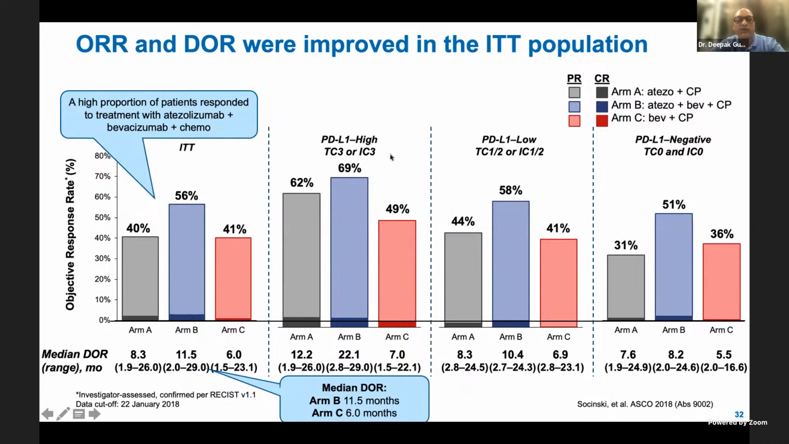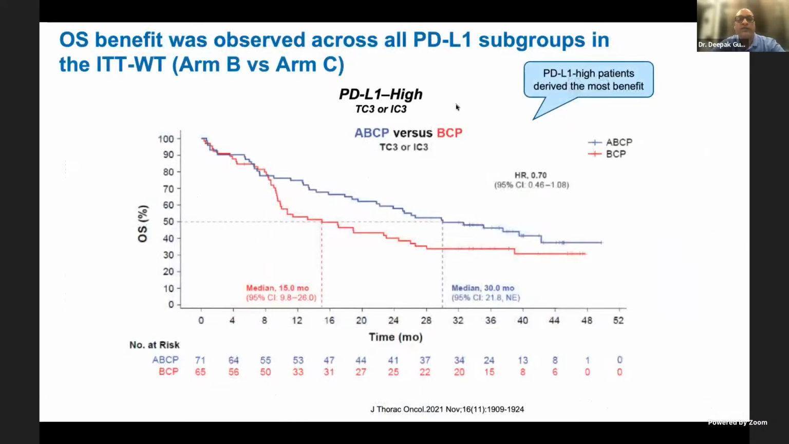When we look at PD-L1 high, that is the TC3 category, arm B, which is ABCP, had the highest response rates of 69% as compared to 62% with chemotherapy. And with PD-L1 low also, the ABCP arm had higher response rates as compared to chemotherapy. And median duration of response was also higher in arm B, 11.5 months as compared to 6 months with chemotherapy.